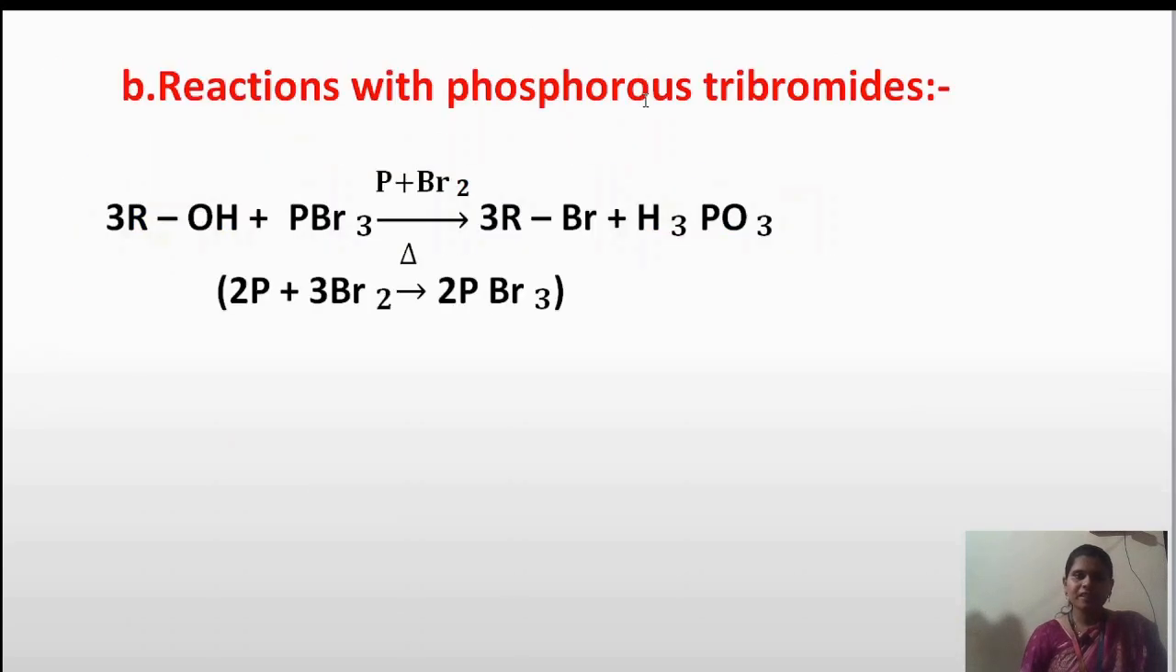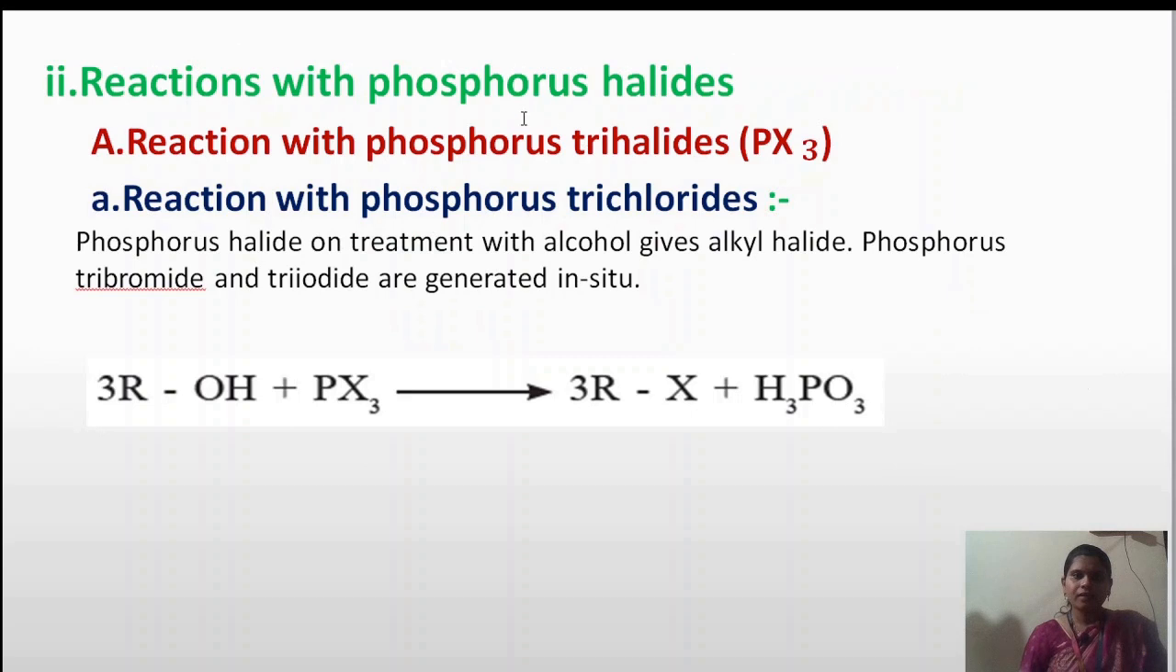Now next method of preparation is reaction with phosphorus halide. Lastly we see the reaction with hydrogen halide. Now we can react alcohol with phosphorus halide to get alkyl halide. First is reaction with phosphorus trihalides. Now there are two types of the phosphorus halide. First is the phosphorus trihalide and another is phosphorus pentahalide. Now we will see the reaction with phosphorus trihalide. Phosphorus halide on treatment with alcohol gives alkyl halide.